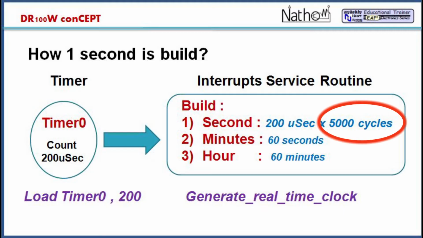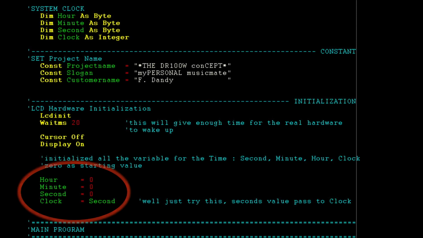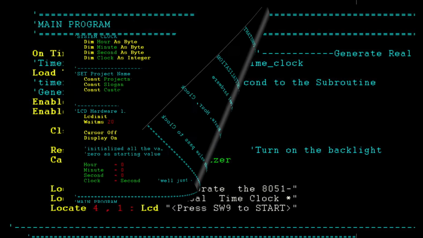I just want to mention that the 5,000 is basically the counter for the interrupt routine, which, when multiplied with 200 microseconds, will generate 1 second. And the final part of the declaration is that I need to set them to 0.